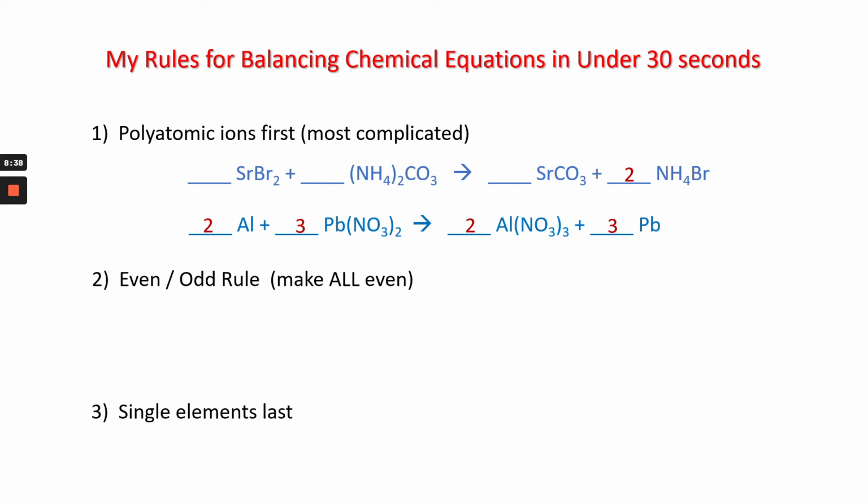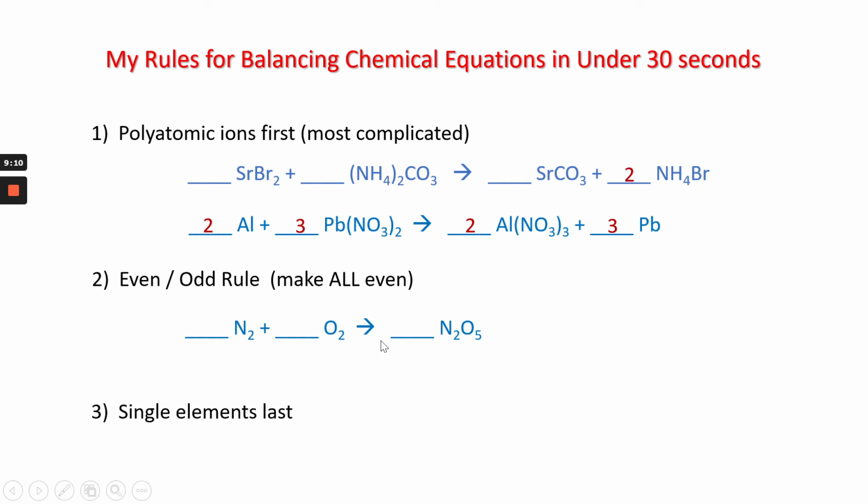So the even-odd rule is going to be your first rule if there are no polyatomic ions. Okay? Let's look at this one here. N2 plus O2 goes to N2O5. See how there's no polyatomic ions? So the first rule doesn't really apply. And now I just sort of go through and look. I start on the right and just move across. I have 2 Ns on the reactant side, 2 Ns on the product. Well, that's okay. I have 2 oxygens on the reactant side, 5 on the product side.